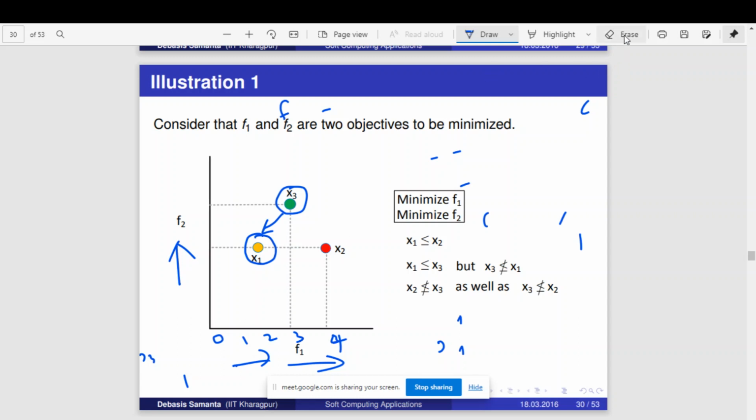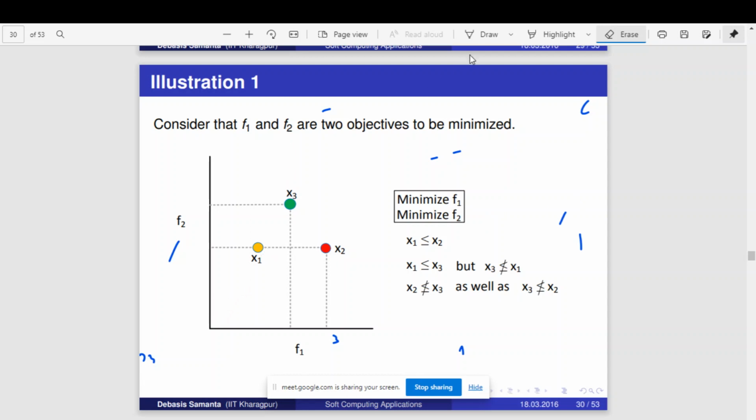Does it make sense or not what I am saying? Because what are the two conditions? What does the first condition say? The first condition is xi should be no worse than xj for all objective functions. And the second condition is xi should be better than xj for at least one objective function.